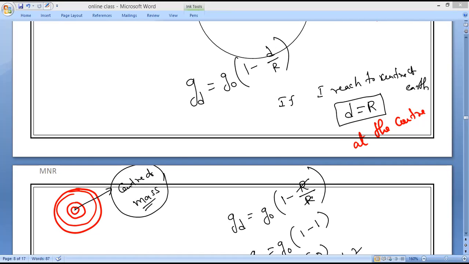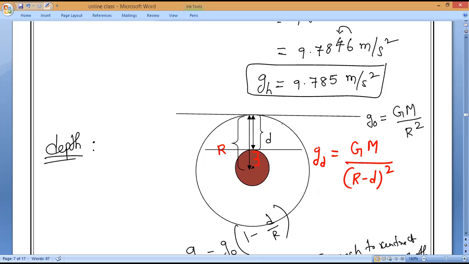Clear, guys? Yes, sir. When you keep on going inside, will the gravitational force be less or more? When you keep on going down, does the gravitational force decrease or increase? Decreases, sir. Above the ground it also decreases, and below the ground it also decreases. Where is it maximum? Only at the surface.